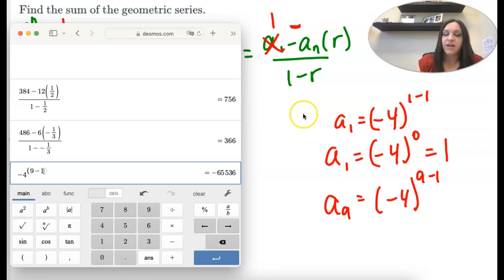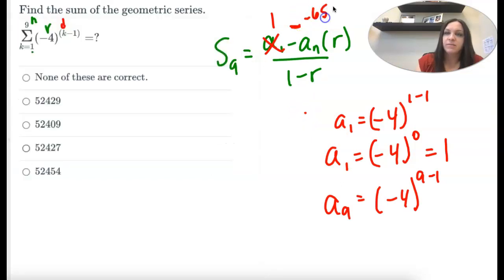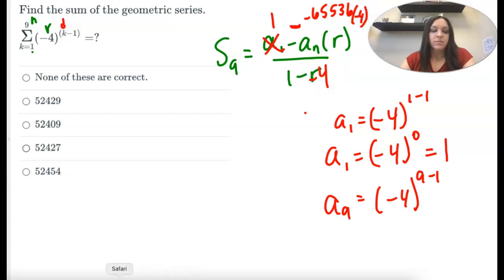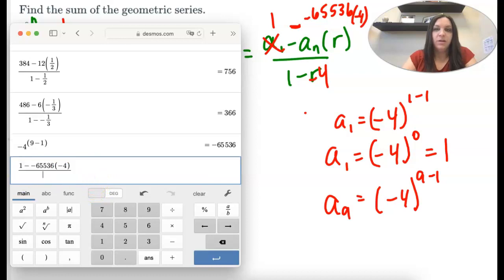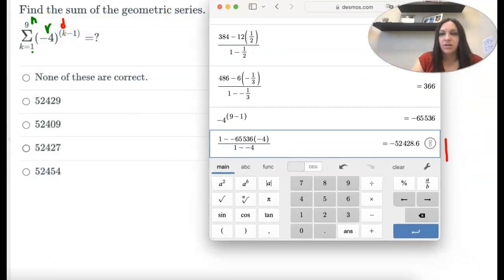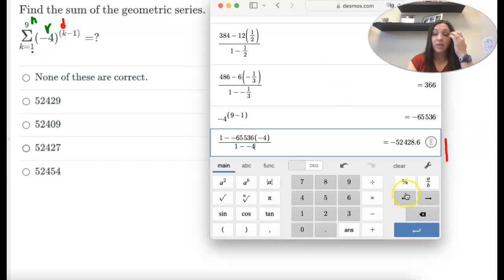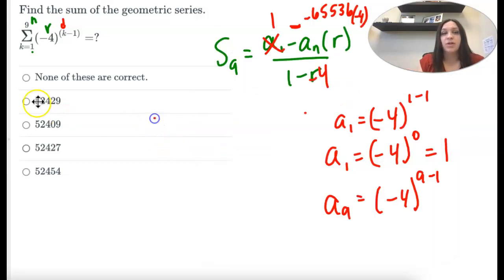Negative 65536. And r is negative 4. So then we would plug it into that equation, divided by 1 minus negative 4, which is 5. Let's see if they have decimals on there. 52428.6. So we would round up to 29.